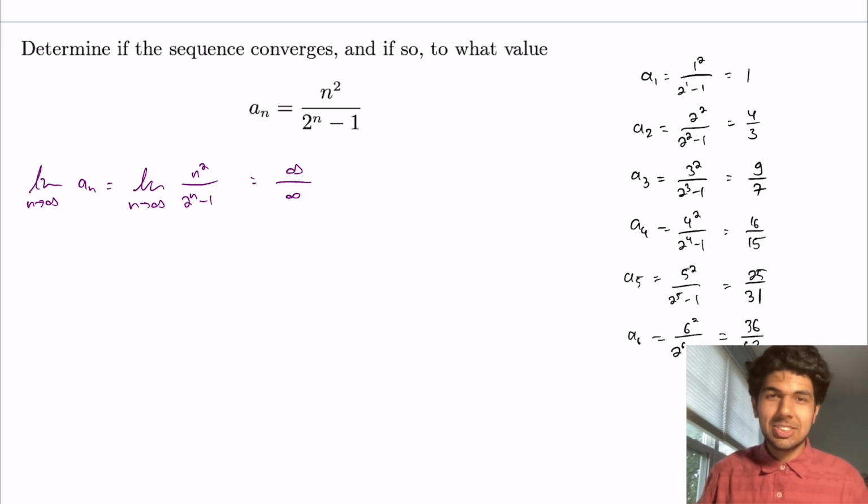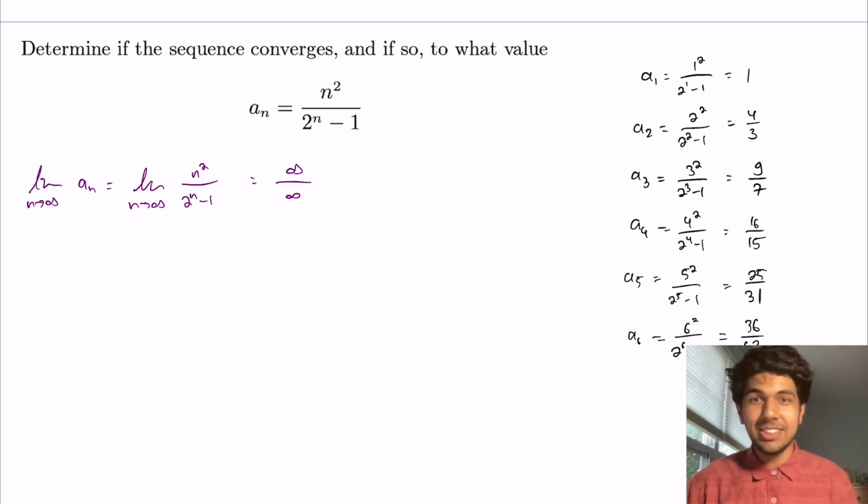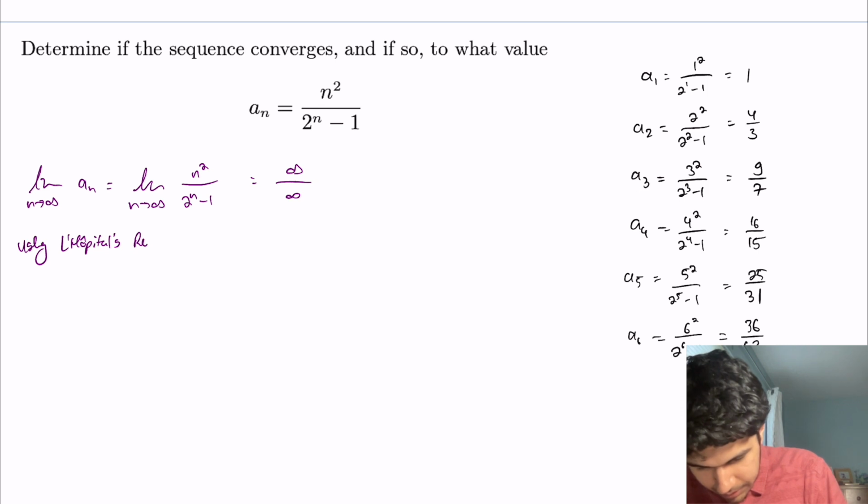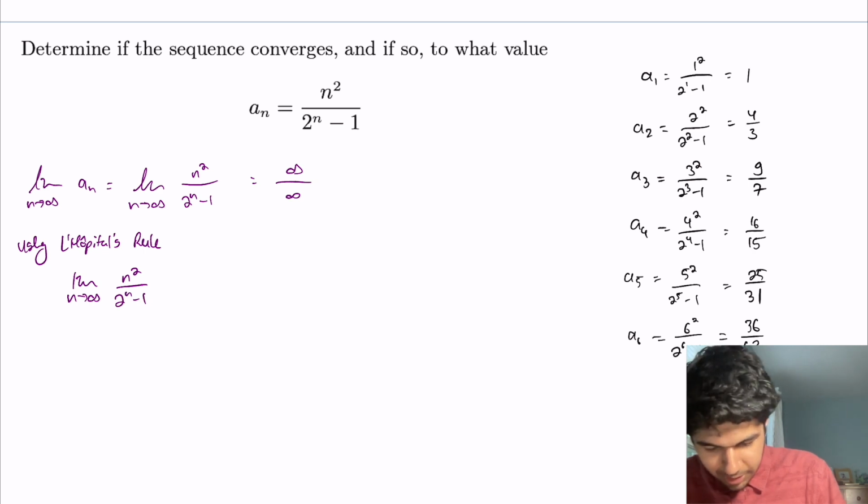So that is an indeterminate form, which means we have to call on our good old friend L'Hopital and use his rule to evaluate this limit. So we can say, using L'Hopital's rule, the limit as n approaches infinity of n squared over 2 to the n minus 1, what we're trying to solve for, is equal to the limit as n approaches infinity of the derivative of the numerator divided by the derivative of the denominator.